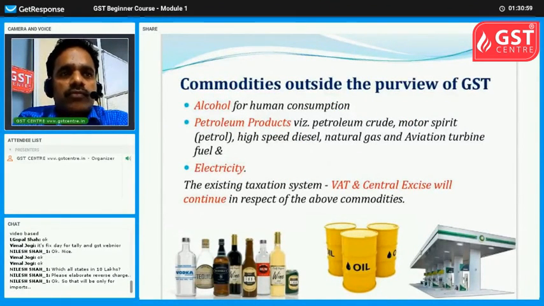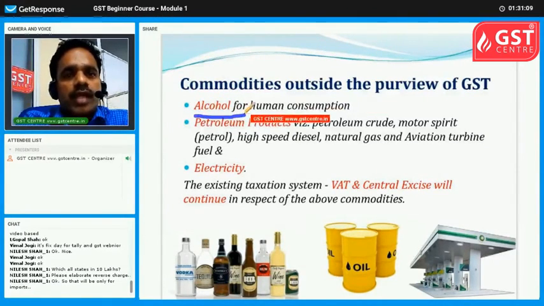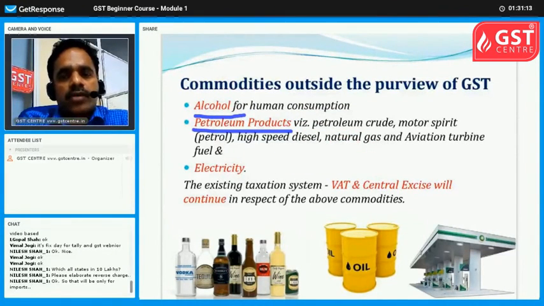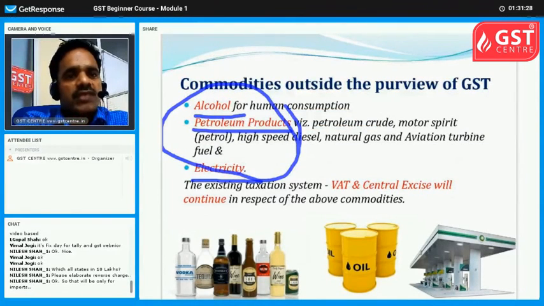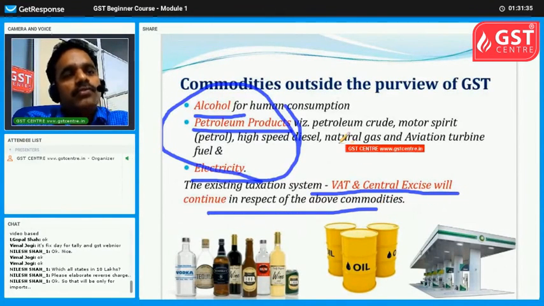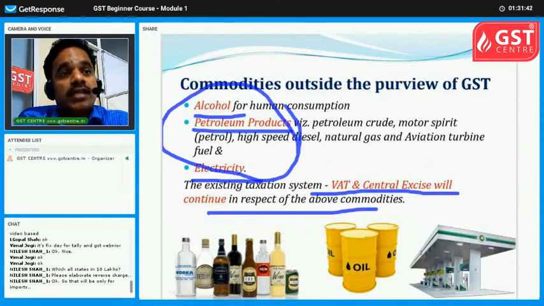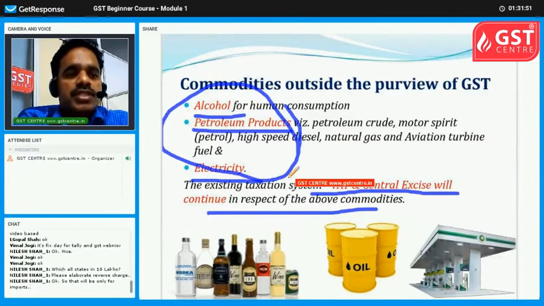And commodities outside the purview of GST. We should not think all products or all services will be covered by GST, mainly products. Some products are outside the purview of GST, like alcohol, petroleum products, that is petroleum crude, motor spirit, high speed diesel, natural gas, and aviation turbine fuel, etc., and electricity. All these products will be outside GST. GST will not be applicable. And the existing taxation system, central excise etc., will continue for such goods. So we don't want to say that central excise and everything will be deleted from the Indian tax system. No. VAT and central excise will follow for such products which are exempted from GST.